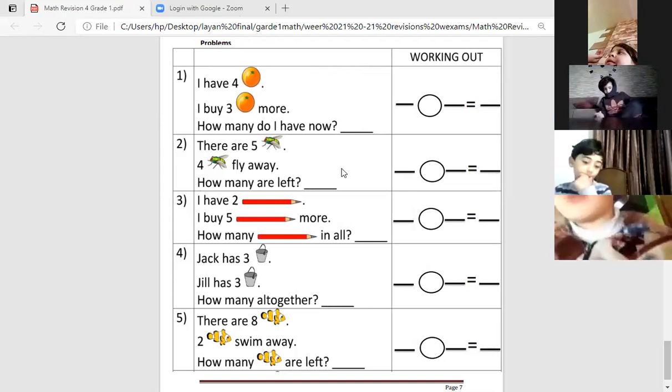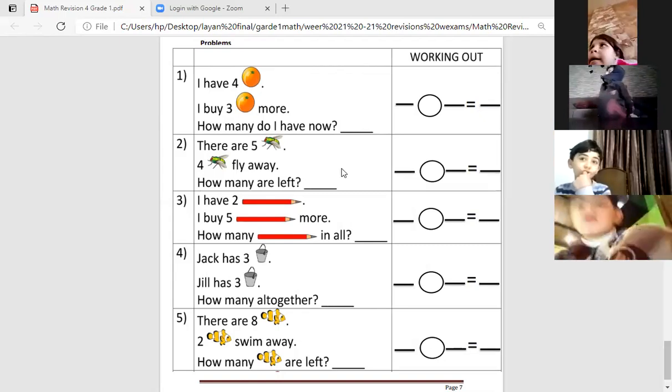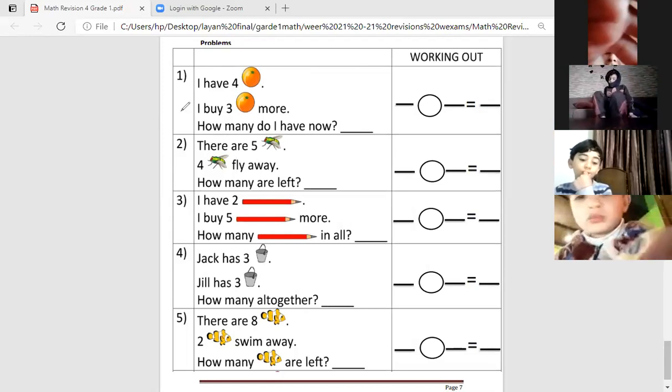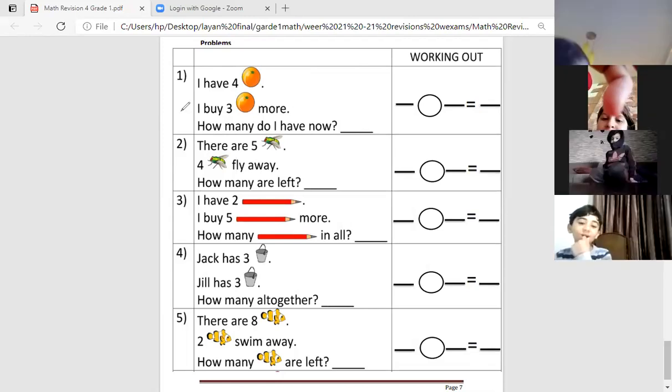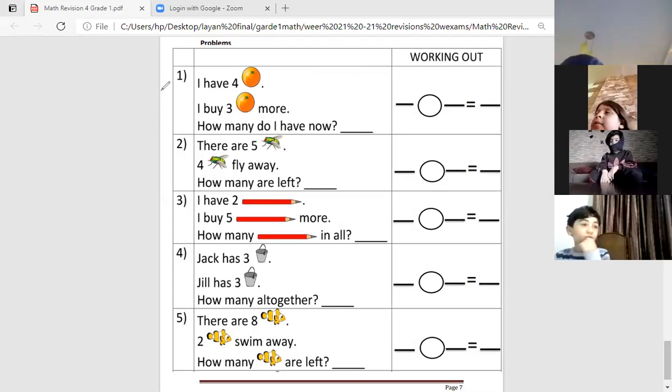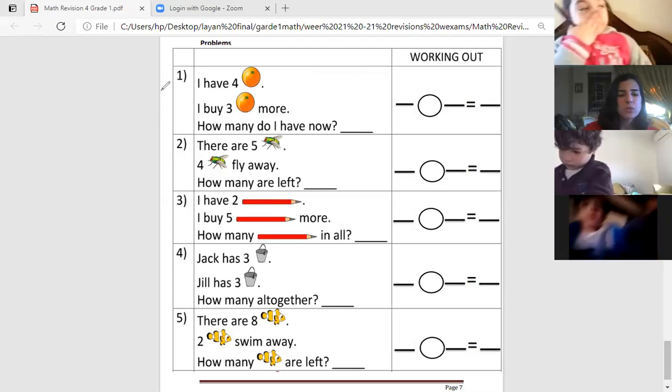Fine, thank you. Great. Okay, so as I said, this is not in the book. This is the revision worksheet. I will send it on eSchool today solved, okay? If you did not solve it, no problem. I will send it on eSchool solved.